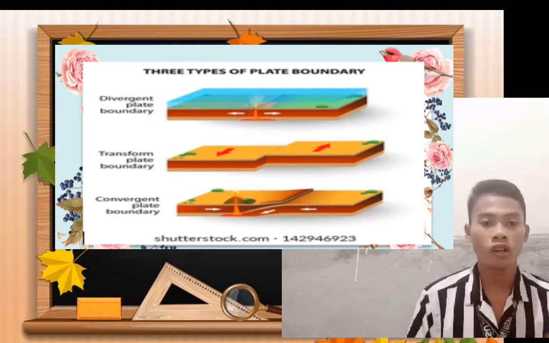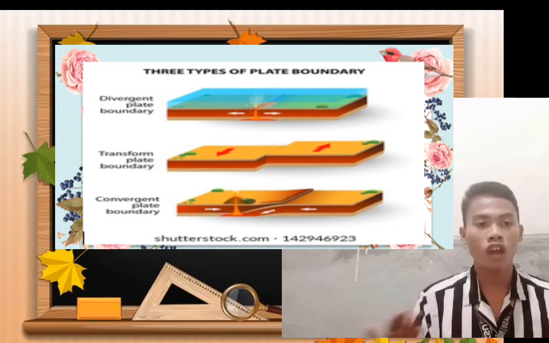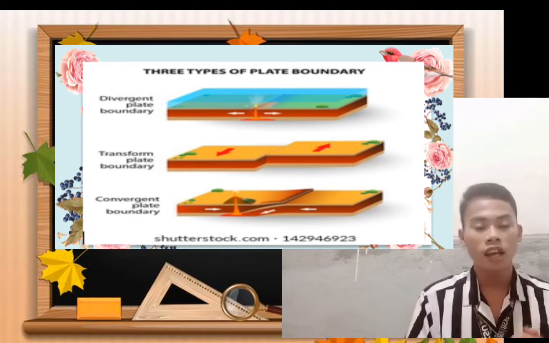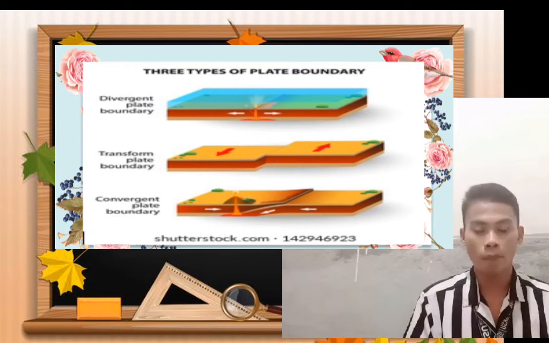So the three types of boundaries: first, convergent boundaries, transform boundaries, and divergent boundaries. When you say convergent boundary, these are boundaries where plates collide. While at transform boundaries, plates slide past one another. And the divergent is where plates move apart. So that's the difference between the three types of plate boundaries.